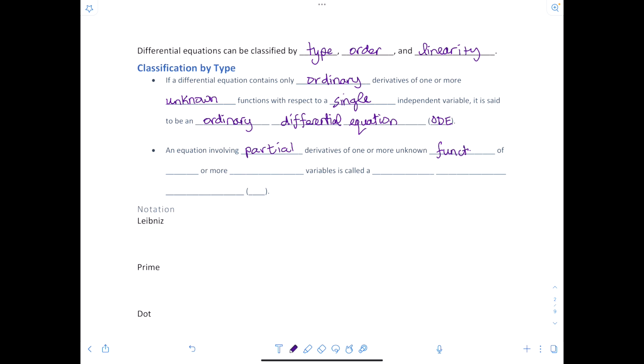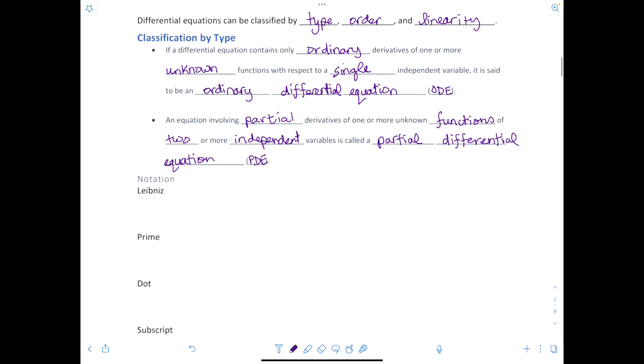of two or more independent variables, that will be called a partial differential equation. So we won't be dealing with those so much in this class. It is shortened by partial differential equation, so PDE.